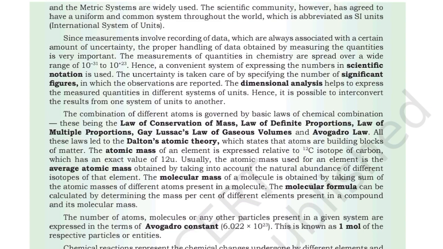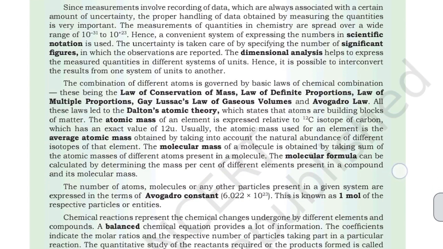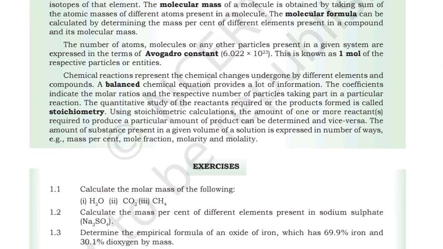The molecular mass of a molecule is obtained by taking the sum of the atomic masses of different atoms present in a molecule. Molecular formula can be calculated by determining the mass percent of different elements present in a compound and its molecular mass. The numbers of atoms, molecules, or any other particles present in a given system are expressed in terms of Avogadro constant, 6.022 into 10 to the power 23. This is known as 1 mole of the respective particles or entities.